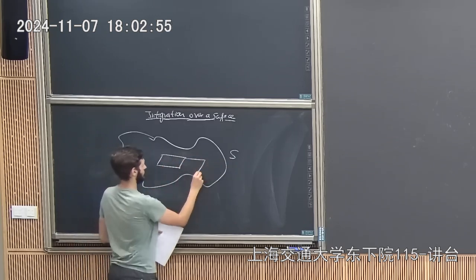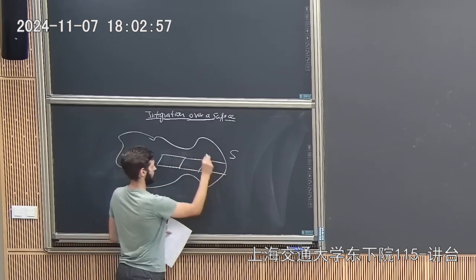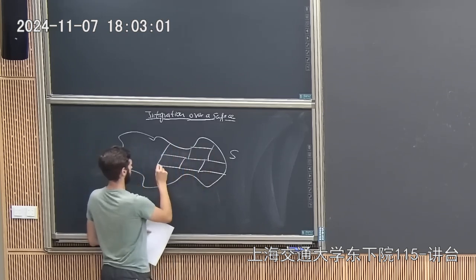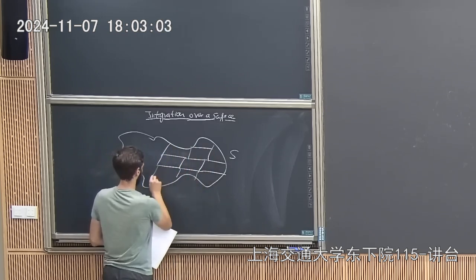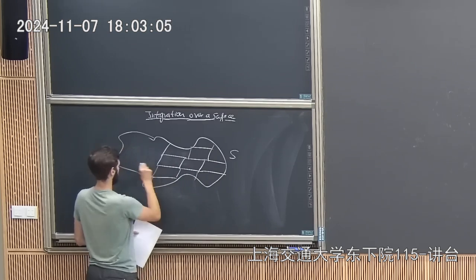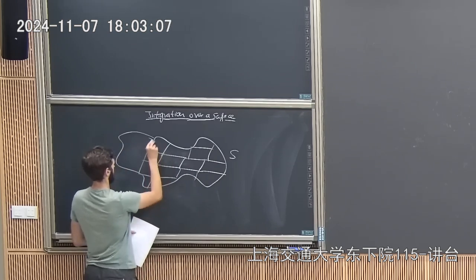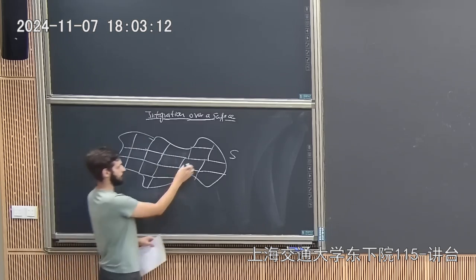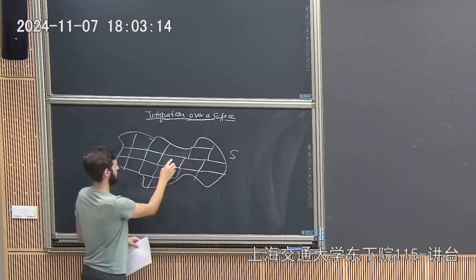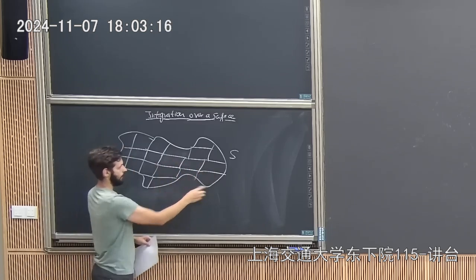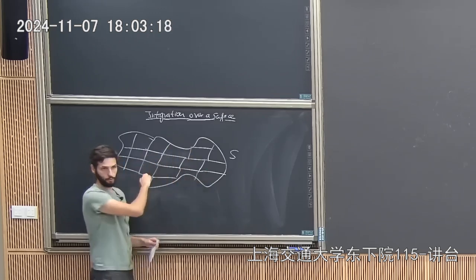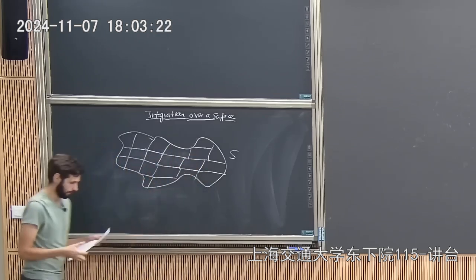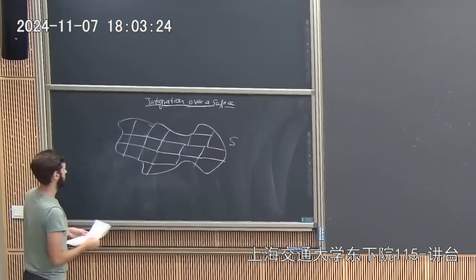So the idea is to dissect your surface into areas, where each of these areas is now a nice rectangle. So we can integrate over this rectangle, over this and this. And then you would like to sum up all the contributions that you get from each of the rectangles. So that's the idea.